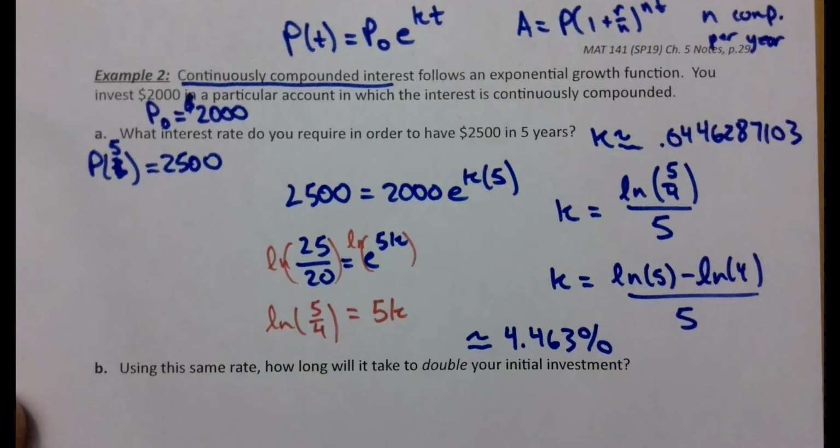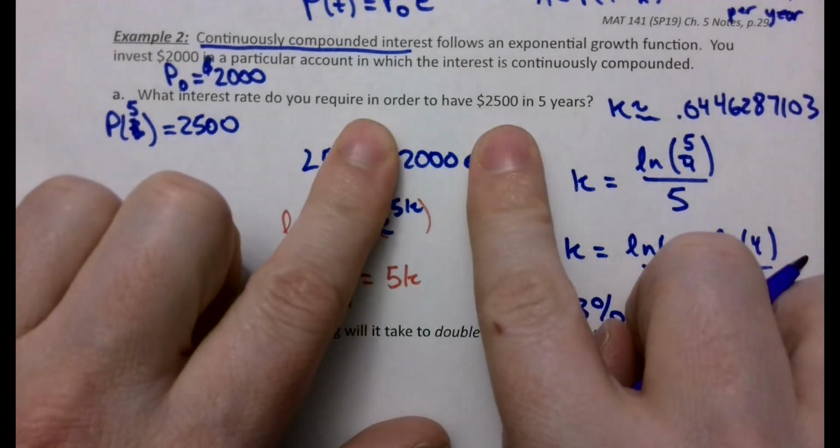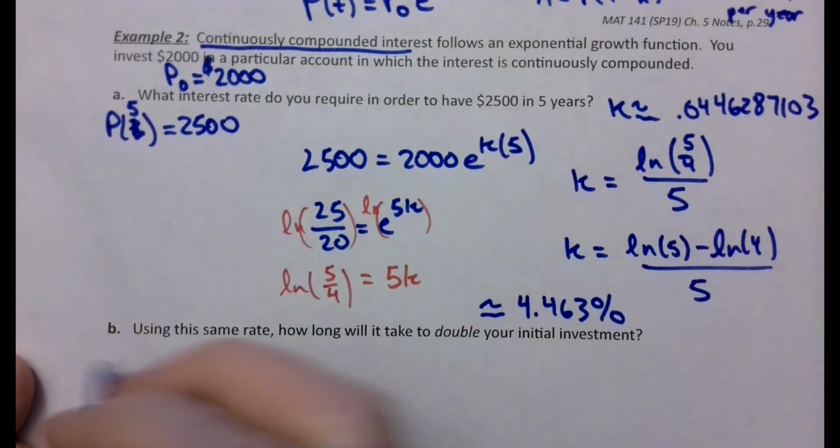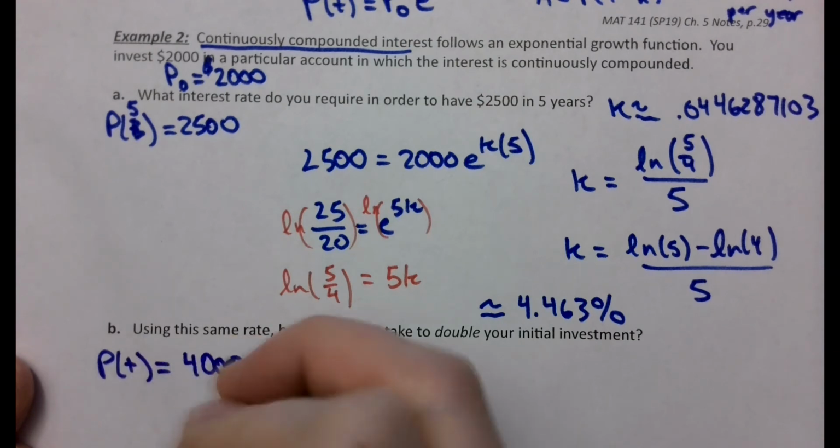All right, so we're going to use this same rate, and we're going to ask, how long is it going to take to double your initial investment? Well, if our initial investment is 2,000, we're going to say the doubling, the P of t, is going to end up being 4,000.